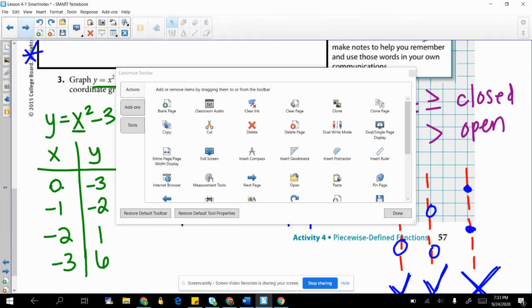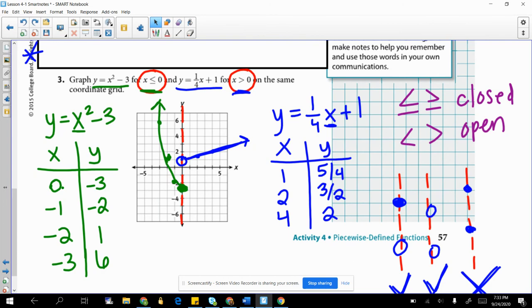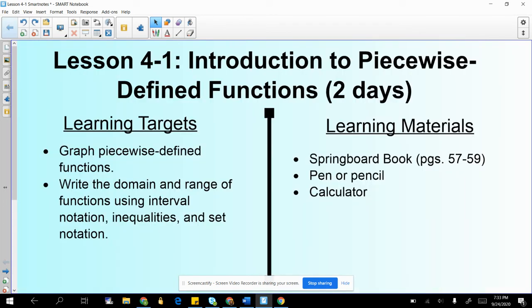All right. Whoops. Sorry about that. Oh no. Wrong way.